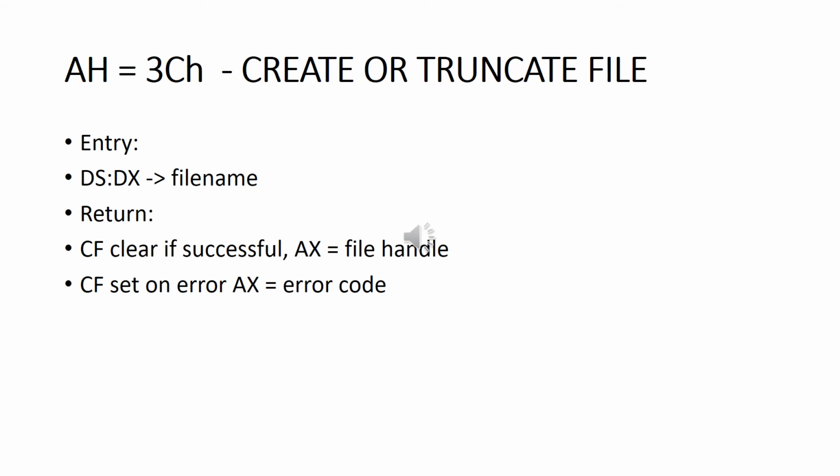The function AH is equal to 3CH is used to create or truncate a file. That means if the file is not present, then it is created. If it is already present, then it gets truncated. That means it gets deleted and again it will be restarted.